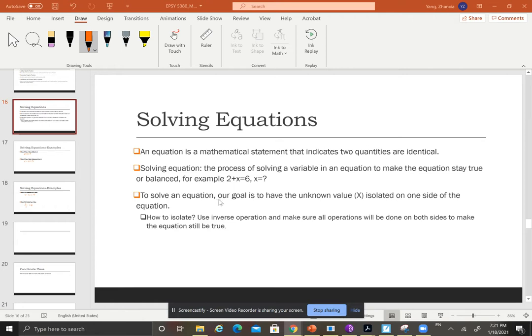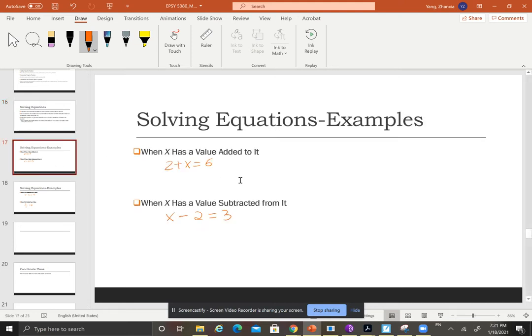To solve an equation, our goal is to have the unknown value x isolated on one side of the equation, and then we have found the solution. Then how do we do that? We use inverse operations. And when we do that, make sure all operations are done on both sides of the equation to make sure that the equation will stay true and balanced. Let's take a look at some examples here.